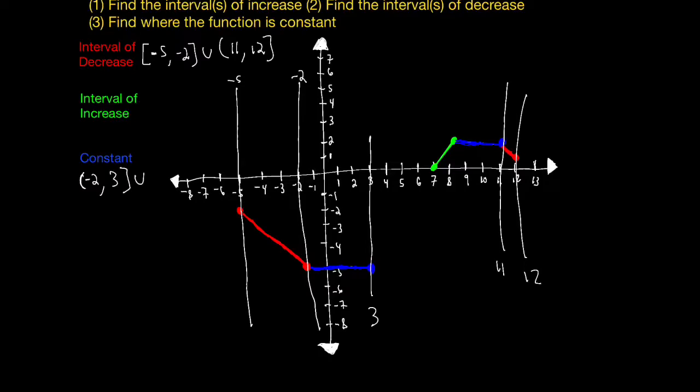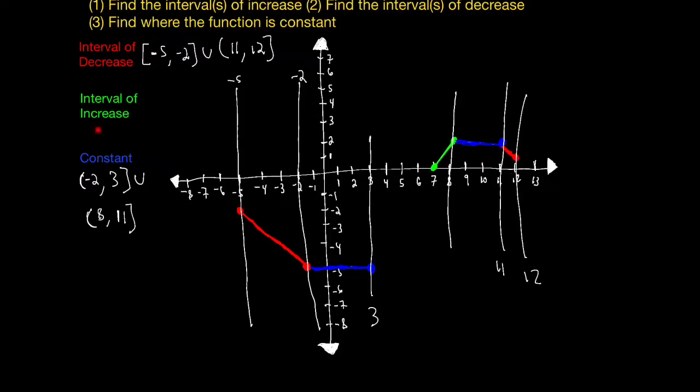We're going to write union, and here the next piece begins at 8, but 8 belongs to green, so I'm going to write union parentheses 8, and it ends at 11. So 11 with bracket because we had that closed circle here.